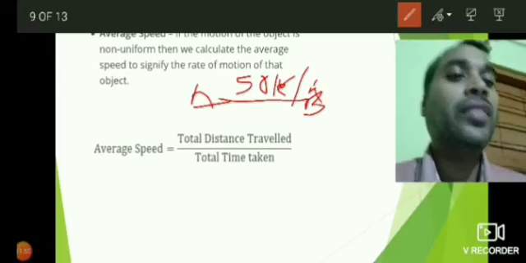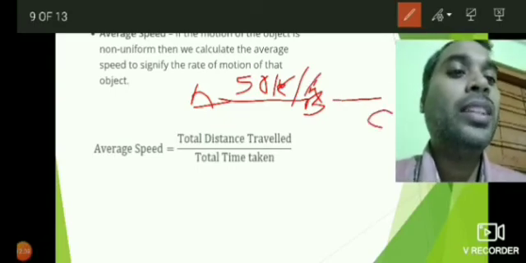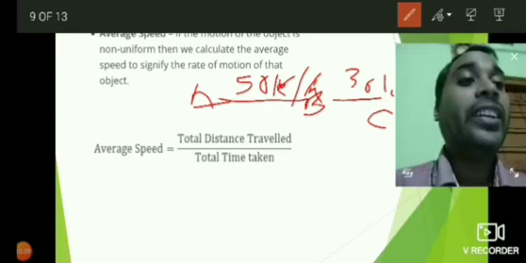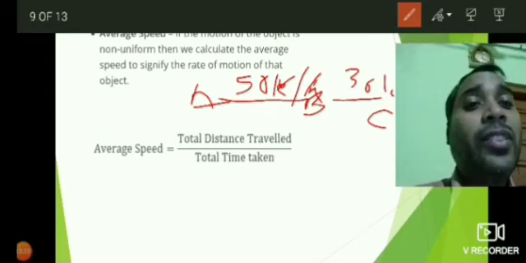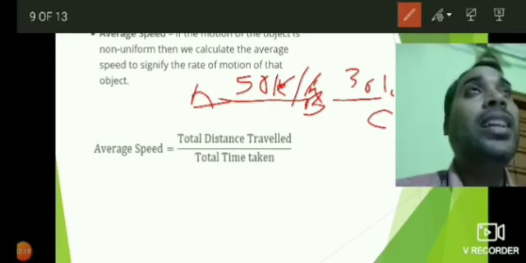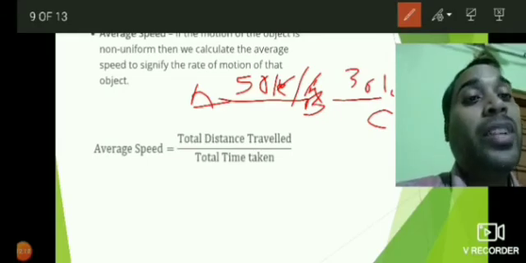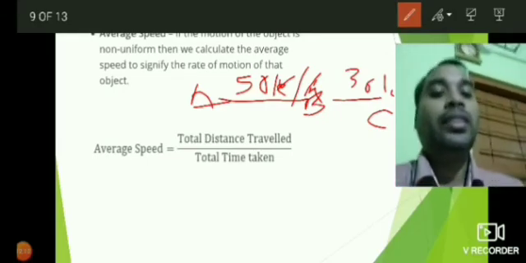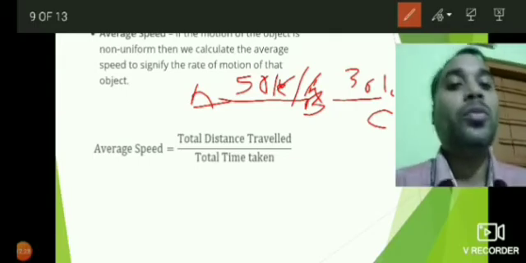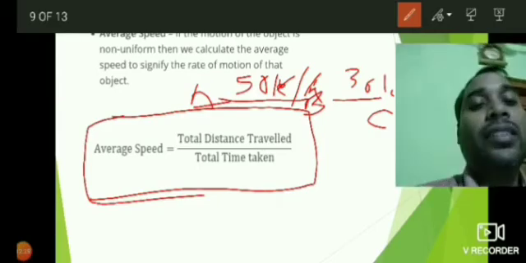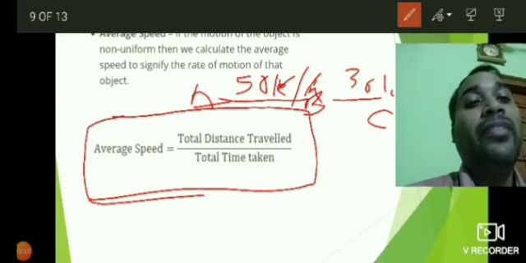50 km per hour, and from B to C it moves with 30 km per hour. So in this case there are variable speeds, and therefore you need to find average speed instead of finding speed. If you are asked to find the speed of the object from A to point C, in that case you have to find average speed, not the speed. So how will you calculate? It can be calculated by using the formula total distance traveled by total time taken. So this is the formula to calculate average speed.